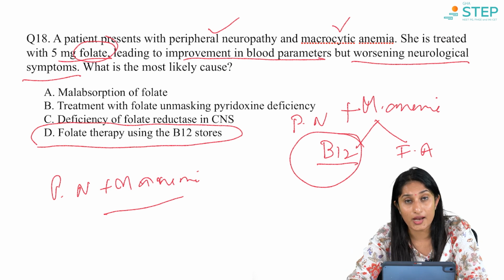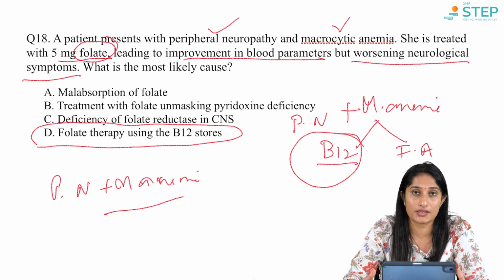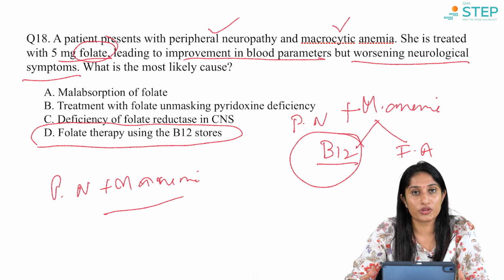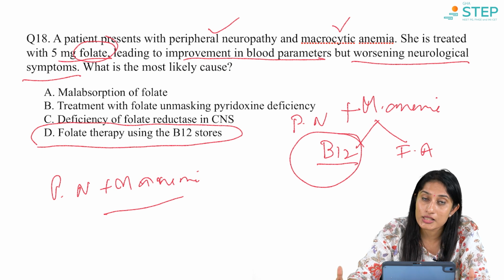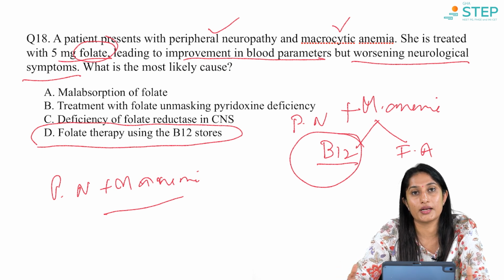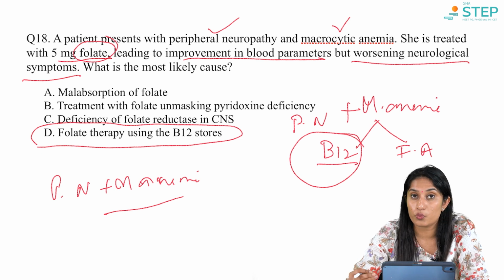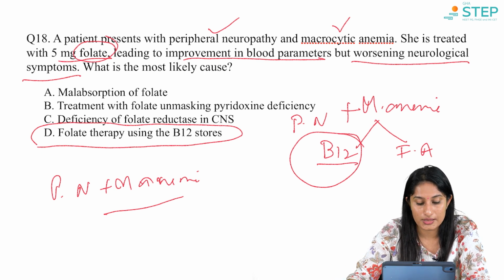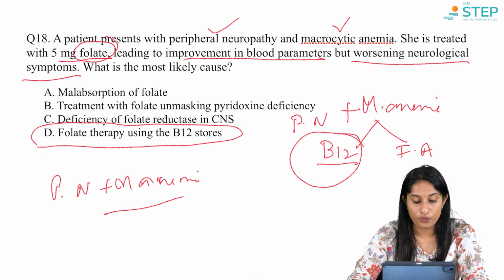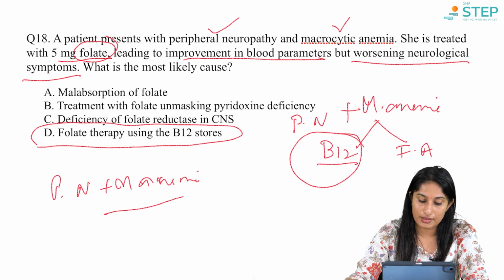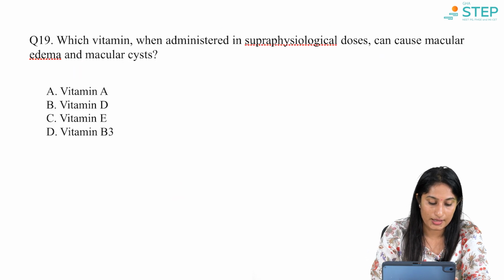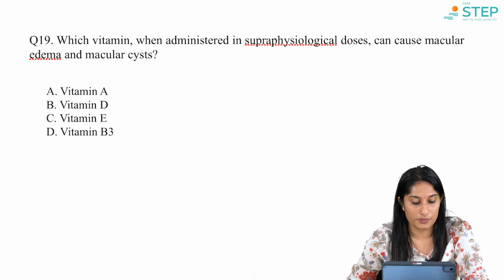So, the ideal way of treating this person is to treat them with both B12 as well as folic acid. It should be a combined supplementation. Just giving folic acid will worsen the neurological symptoms. So, the correct answer is: folate therapy using up the B12 stores has worsened the symptoms.